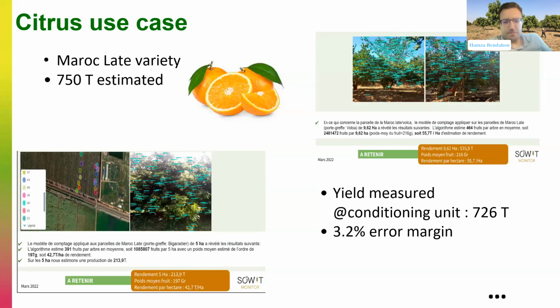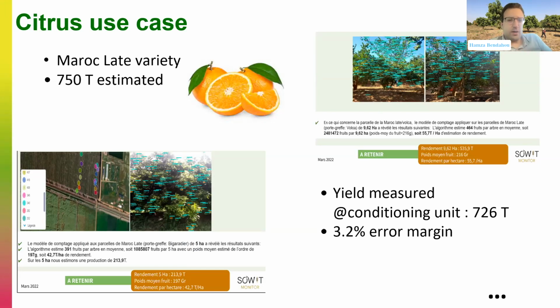Next slide. Yeah. So this product is currently being used by multiple users. It's being used in Morocco for citrus, in Tunisia for citrus, in Senegal and Ivory Coast for mangoes, and we're in the process of launching it in Ghana. And as you can see here with the pictures of the detections, we are on some citrus varieties that have a lot of fruits on the trees.